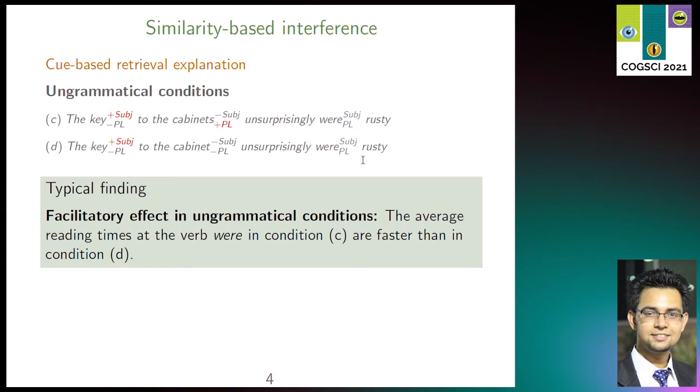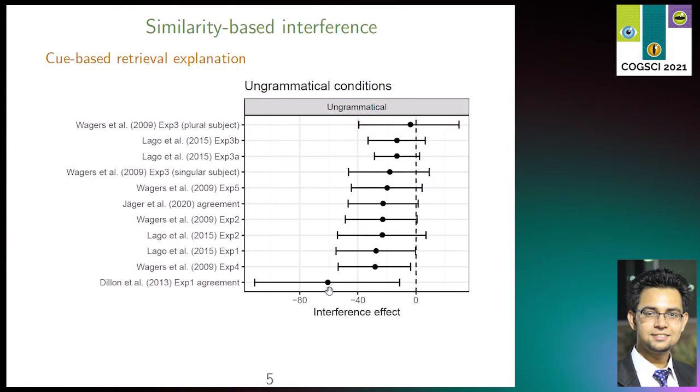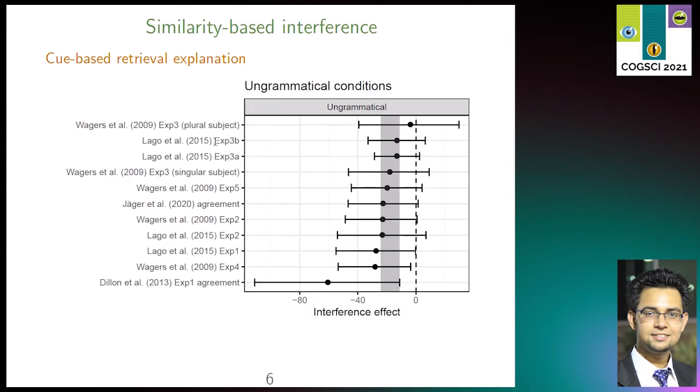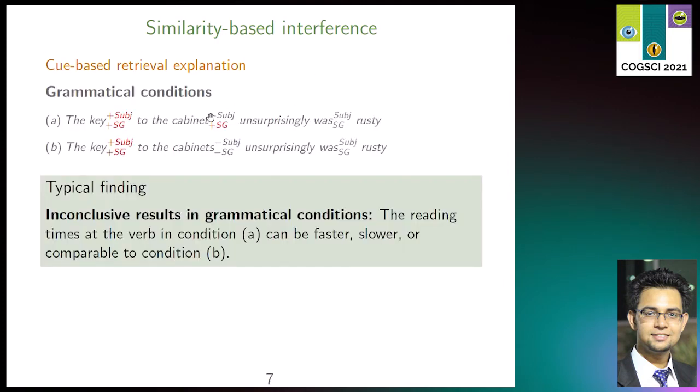and this is a robust effect we find in the literature. So for example, these are the interference effects from 11 published datasets, and we consistently see a facilitatory effect in ungrammatical conditions. And the cue-based retrieval explanation is able to capture these effects, right? Now we can also generate grammatical counterparts of those constructions. So the previous conditions were ungrammatical, but what happens in grammatical conditions?